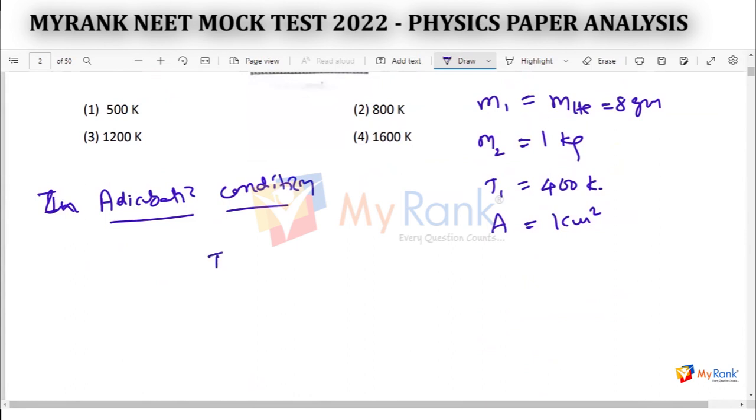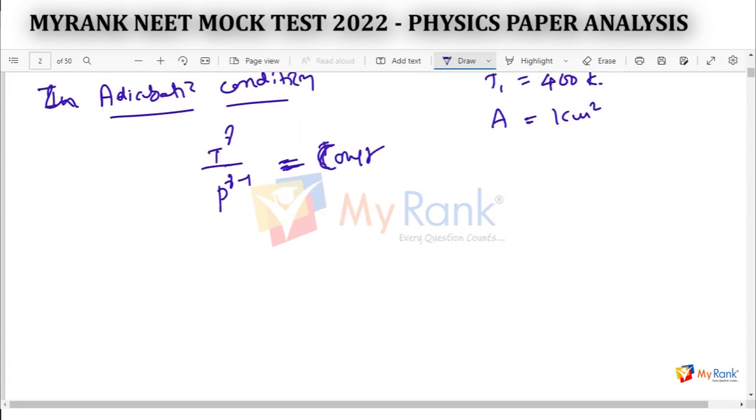I can say that T^γ / P^(γ-1) is equal to a constant. So here in this case, I can say that T1^γ / P1^(γ-1) is equal to T2^γ / P2^(γ-1). This holds good, right?